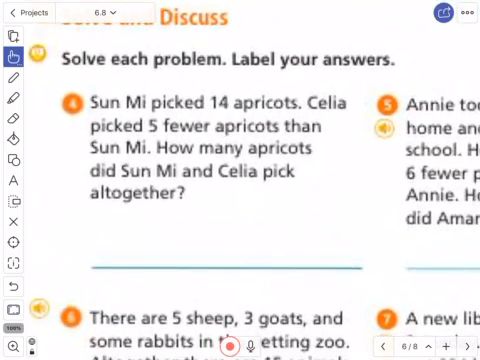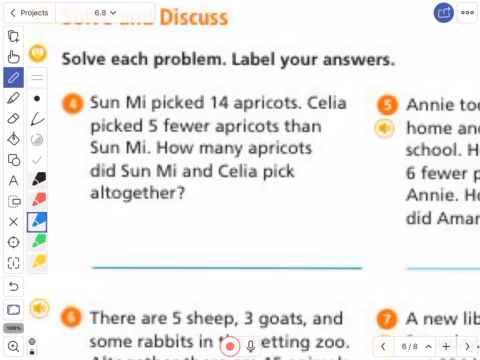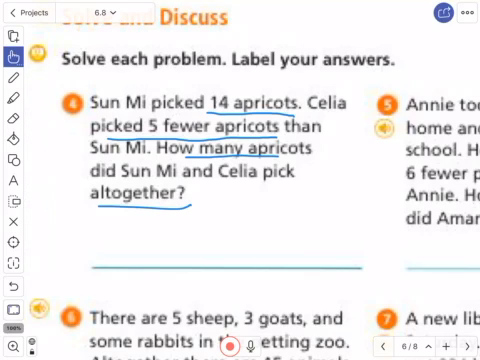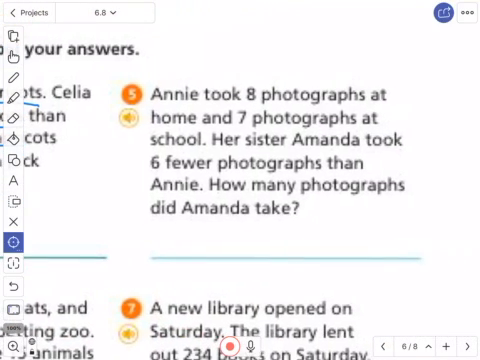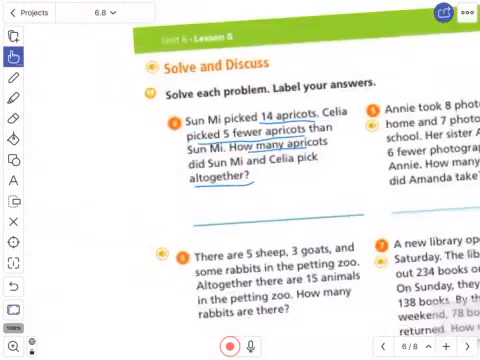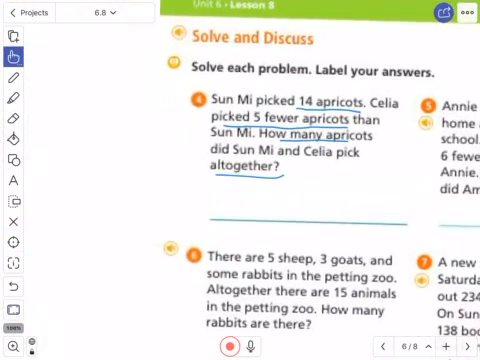So it says, solve each problem, label the answers. Sunmi picked 14 apricots. You should always be doing your underlining as well. Underlining helps so much. Cecilia picked 5 fewer apricots than Sunmi. How many apricots did Sunmi and Cecilia pick all together? Okay, definitely multi-step. And I'll stop there. Like I said, I'm just going to do one problem.